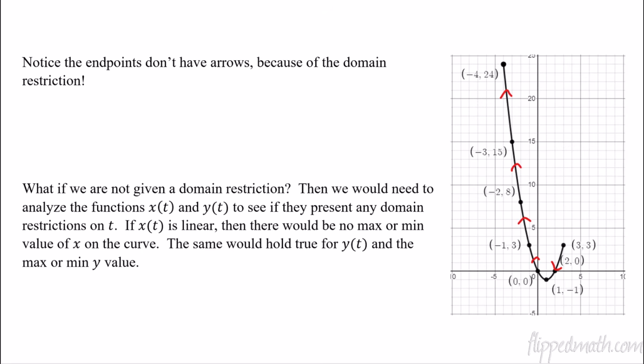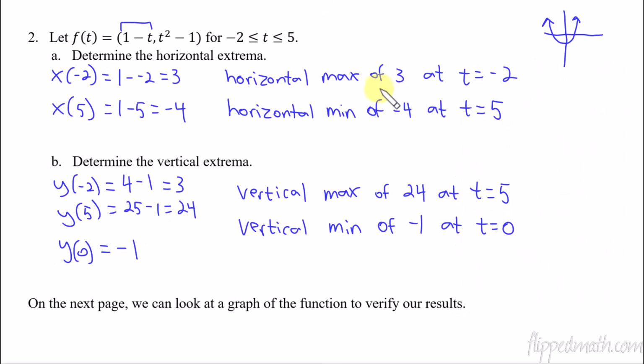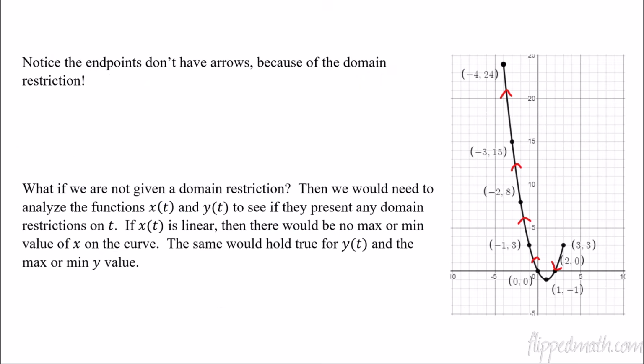What was the horizontal max? Horizontal max was 3. So what is the graph?